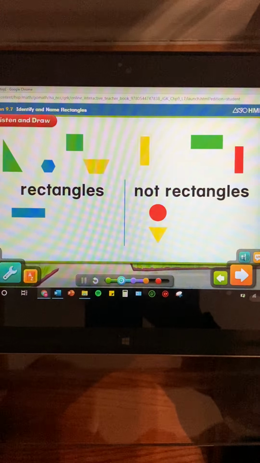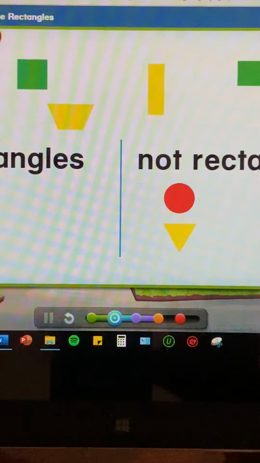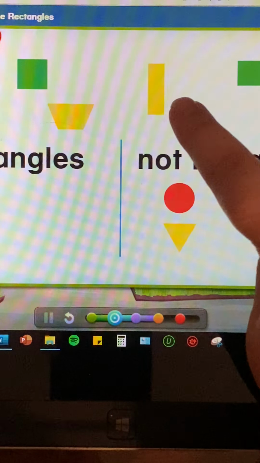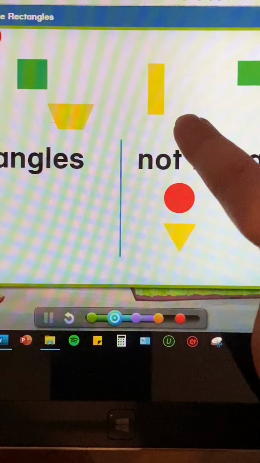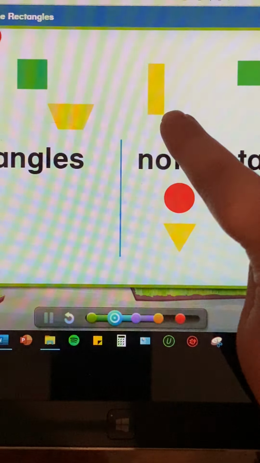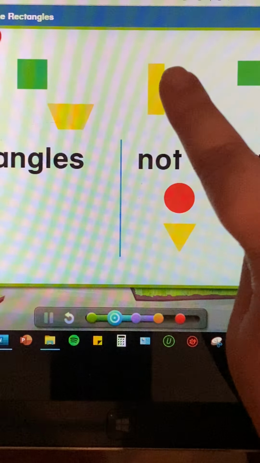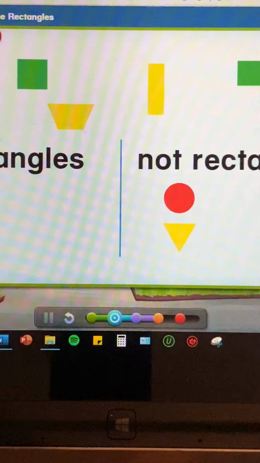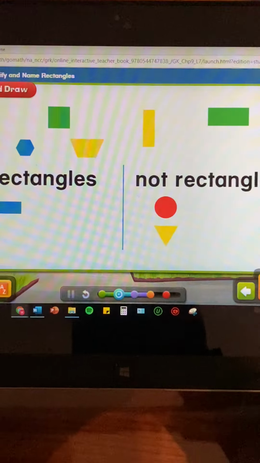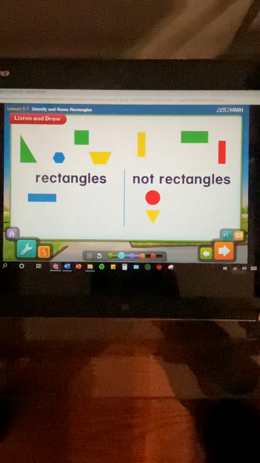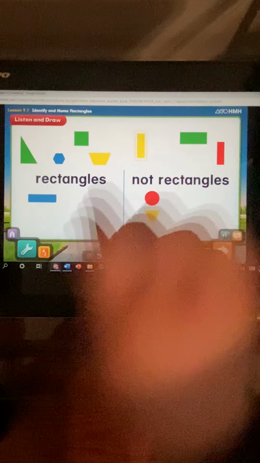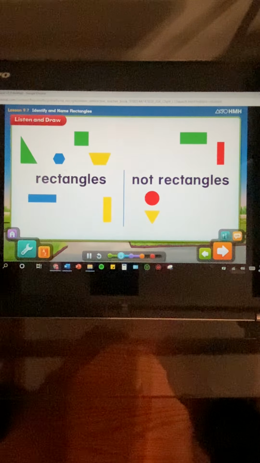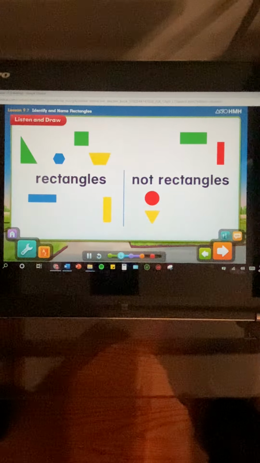How many corners does it have? Let me zoom in a little bit. It has 4 sides. How many corners or vertices does it have? I see 1 there, 2, 3, and 4. So it has 4 sides and 4 vertices. So I think that's going to be a rectangle. Let's see if we're right. This is a rectangle. It has 4 straight sides and 4 vertices.